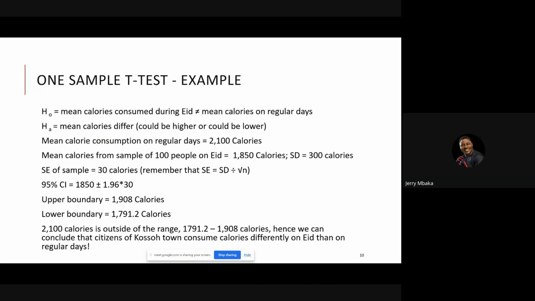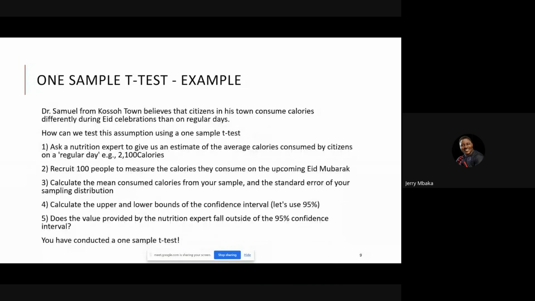And what do we do? Sorry, sir. I have a question. If you go to the slide before this one, the 2,100 calories that was gotten from the nutritionist on a regular day. I'm a little confused. Is this still from these 100 people that we are sampling?